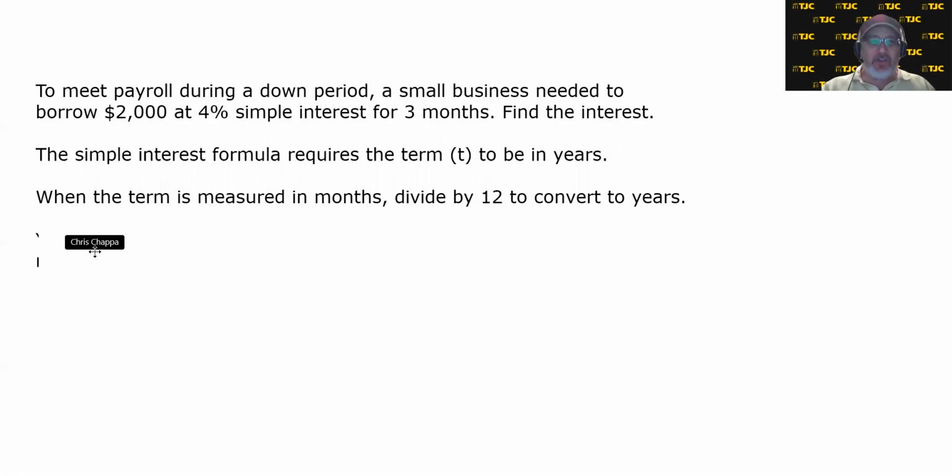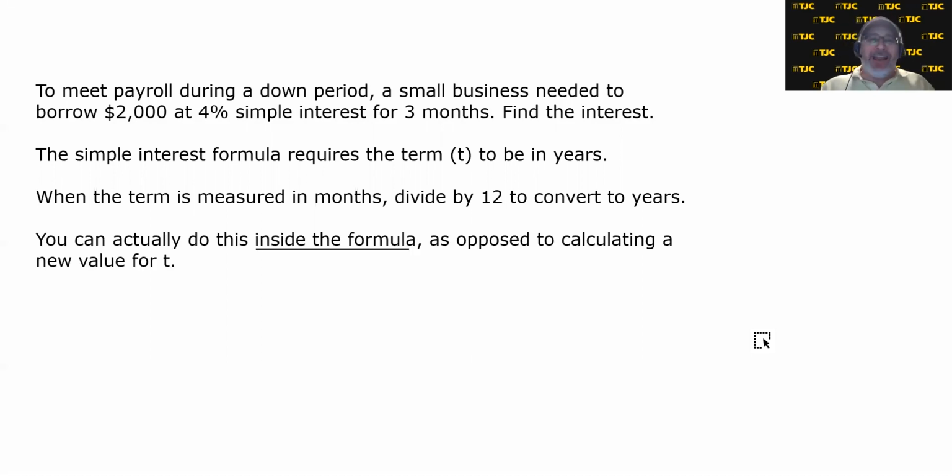Now, here's a little trick though. You can actually do this inside the formula as opposed to calculating a new value for T. A nice thing to do when you have formulas with lots of numbers and operations is to try to use your calculator only one time and get the answer at the end. Because what some people will do is individual calculations, writing down intermediate values between the beginning and the end. But if those values are rounded off, then they're technically wrong. And the more calculations you do with them, the more wrong they become.